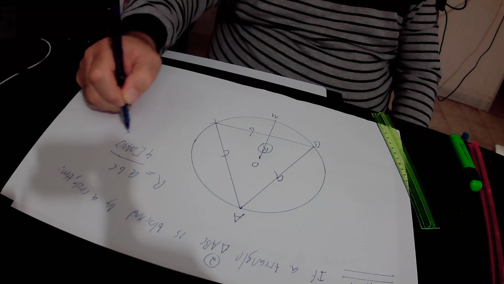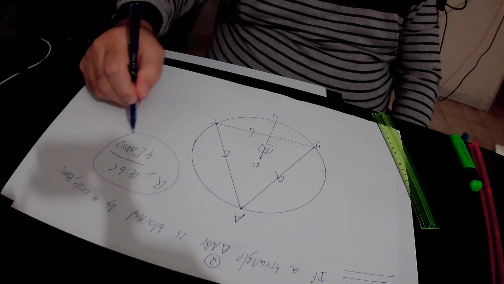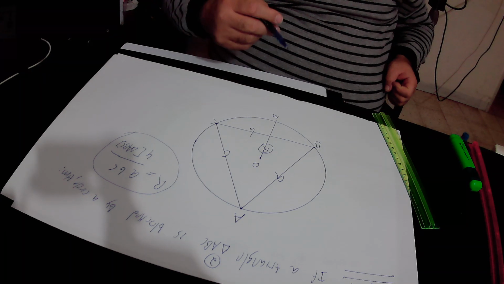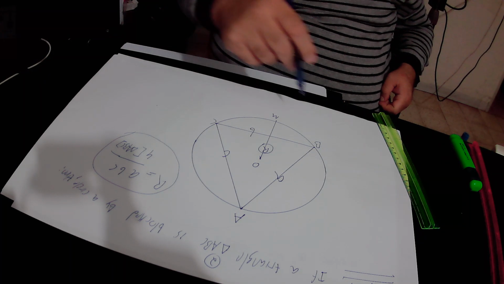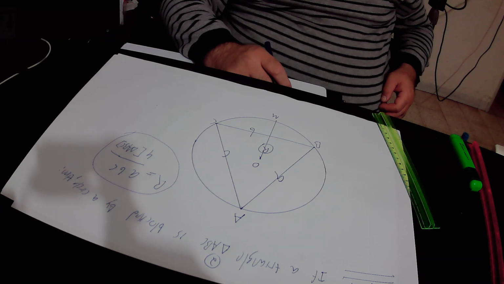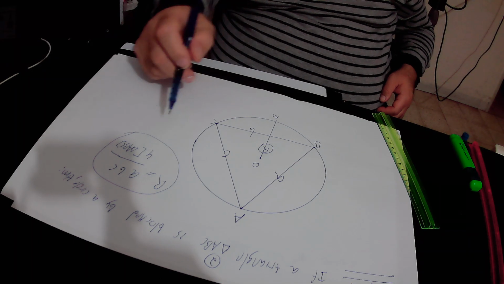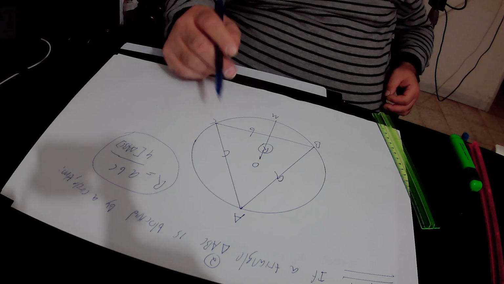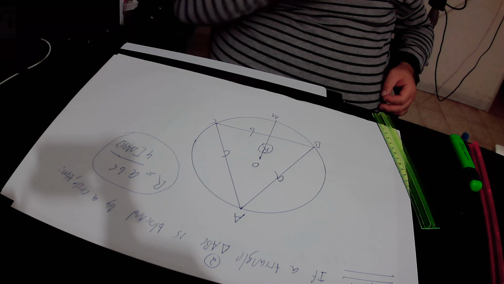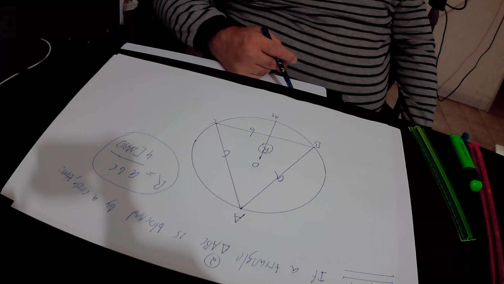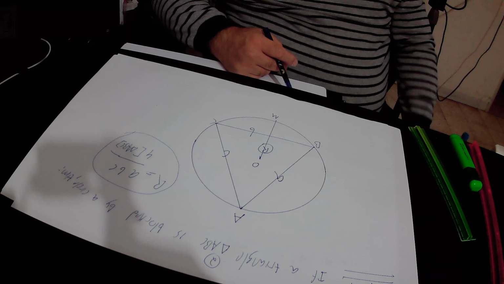So actually, if we know the side lengths of the triangle, we can find out the radius of the circle that blocks the triangle. Why? Because we can calculate the area of the triangle only by knowing the side lengths of the triangle. So we can actually implement this rule number 1 in our drawing.